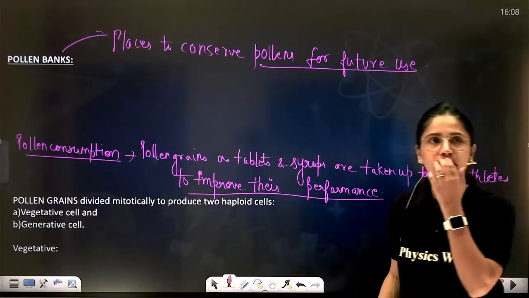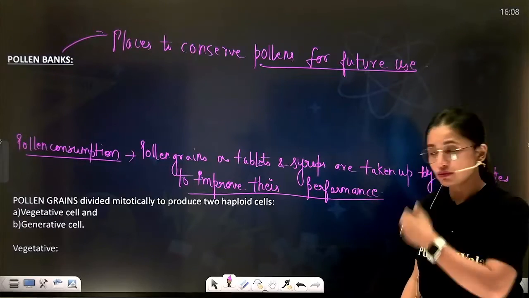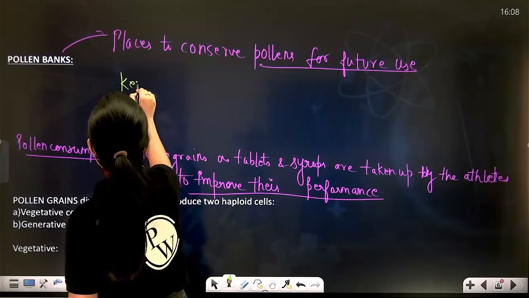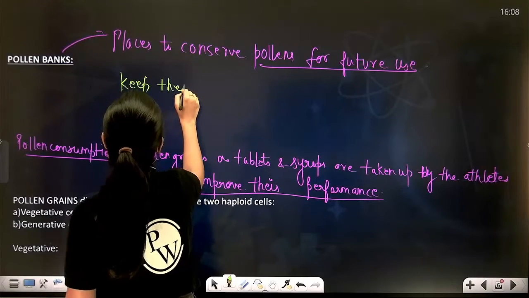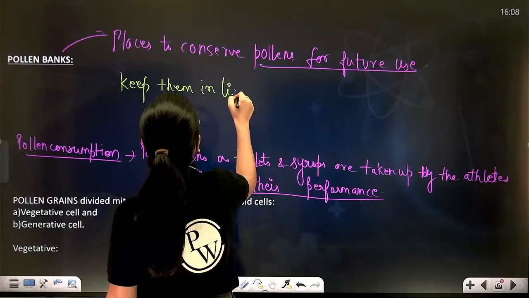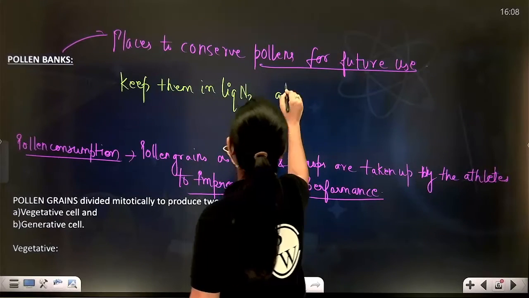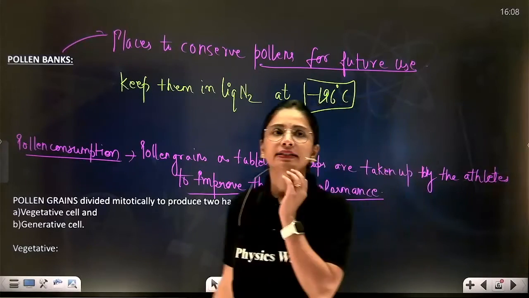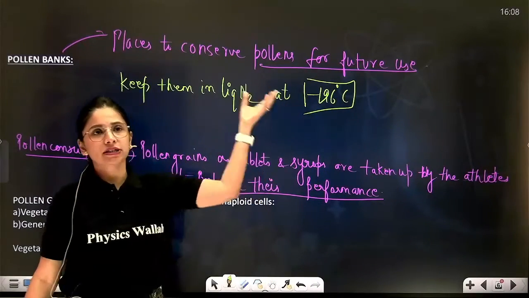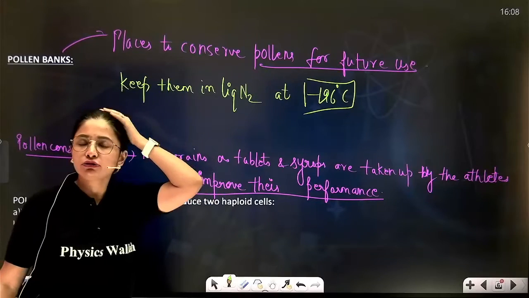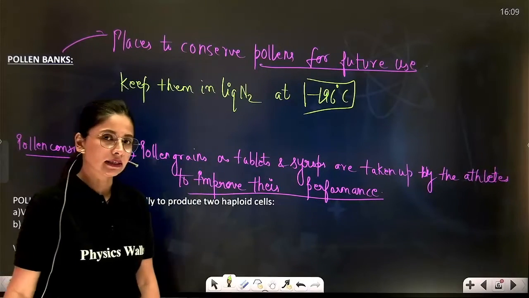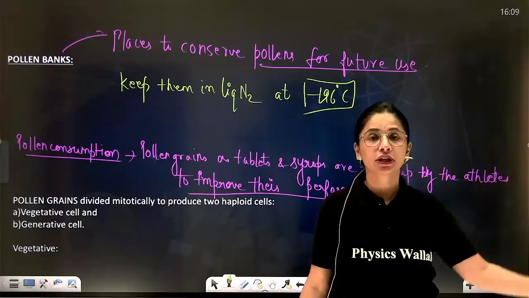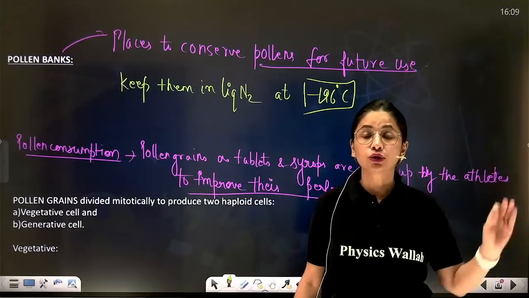So pollens over here, they can be conserved for future use. What will you do? You will keep them in liquid nitrogen at minus 196 degrees Celsius temperature. At this low temperature, we can conserve pollen grains and use it as and when required. I hope all the terminologies, pollen viability, pollen banks, pollen energy, and pollen tablets are clear to every one of you.